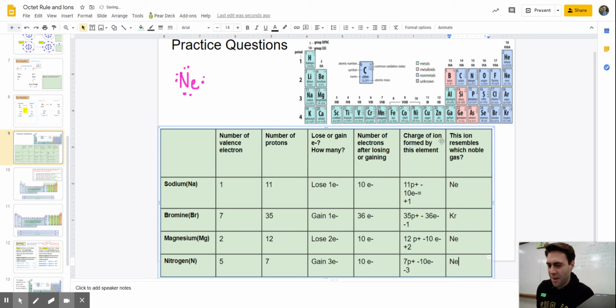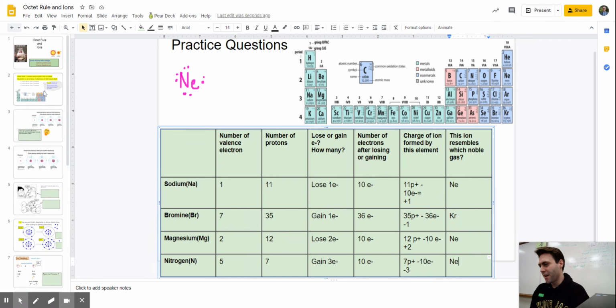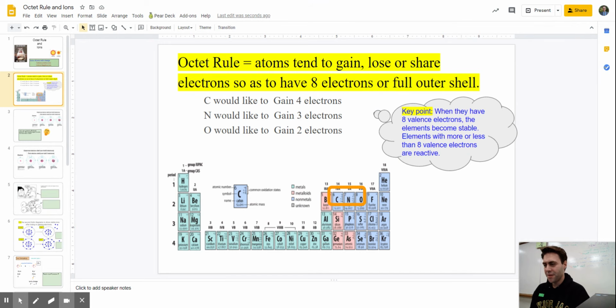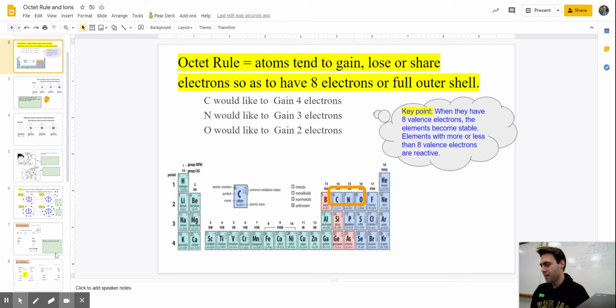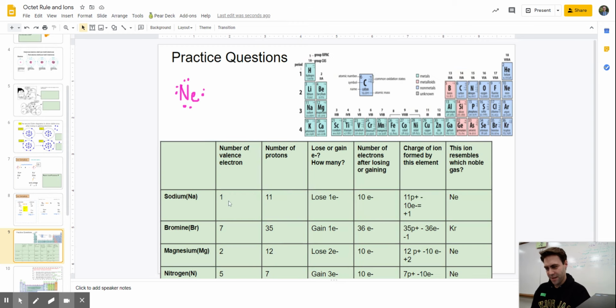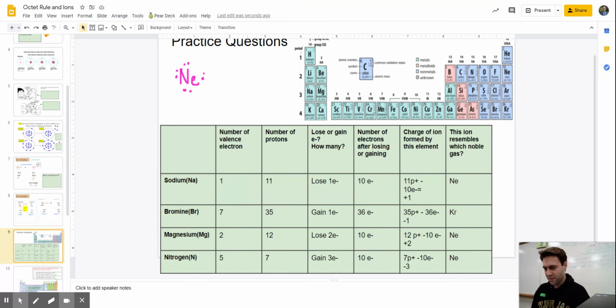So notice how a lot of the time we want to have the same number of electrons as a noble gas. An atom in its ionic state is going to want to look like a noble gas because noble gases are stable, and the goal of these atoms is to follow the octet rule. So we want to gain, lose, or share electrons to have 8 in their outer shell to become stable, right? So here are our practice problems again. And you can see 3 out of the 4 actually want to look like neon.